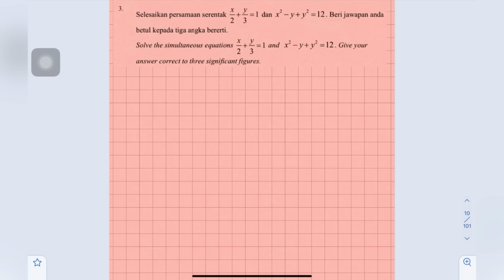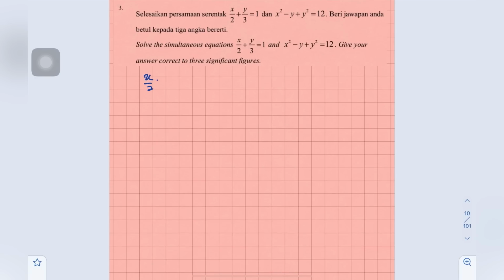Okay, so start from the first equation, x over 2 plus y over 3 equals 1. You have to make either x or y the subject. I suggest we choose x as the subject because there is only one substitution there. So x over 2 equals 1 minus y over 3, so x equals 2 minus 2 over 3 y. This is the first equation.